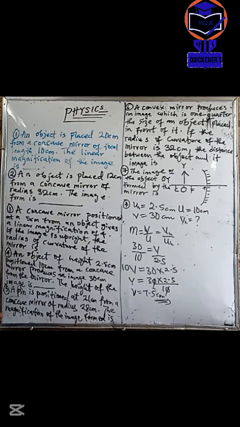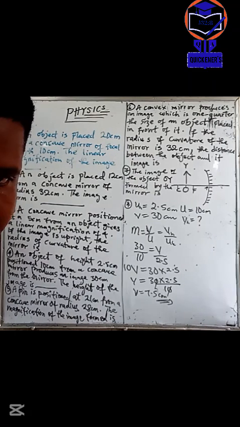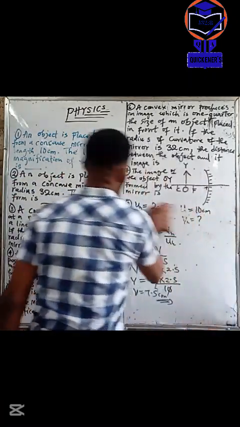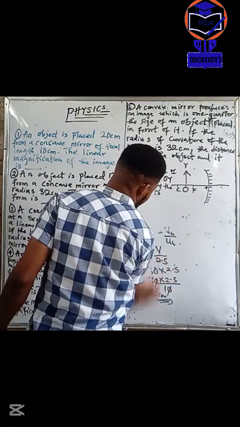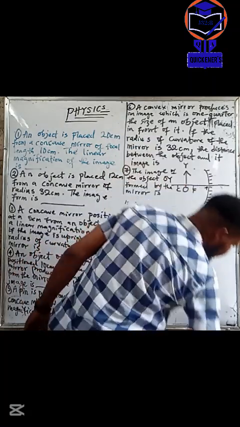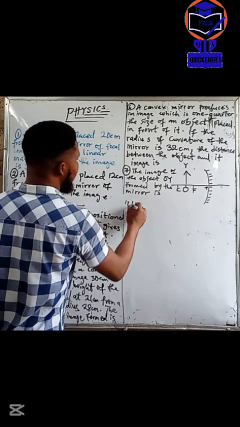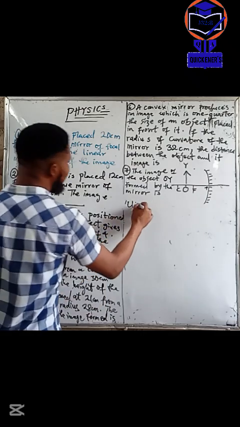Is that okay? So let's go to number 5. I hope you can see the question. Number 5: a pin is positioned at 21 centimeters from the pole. So the object distance is 21 centimeters.